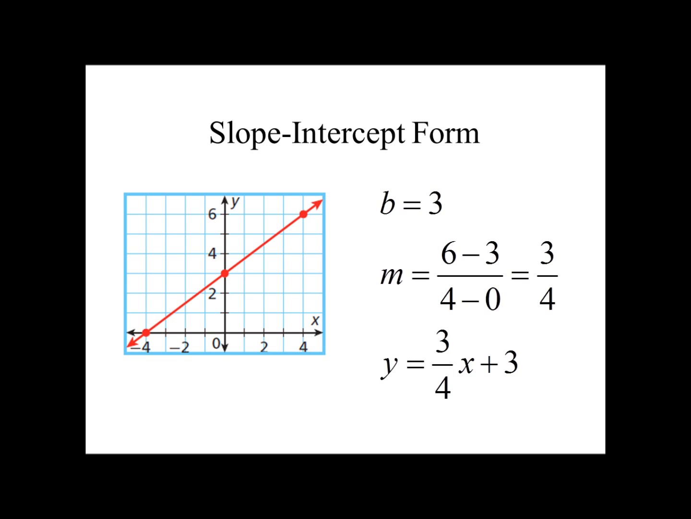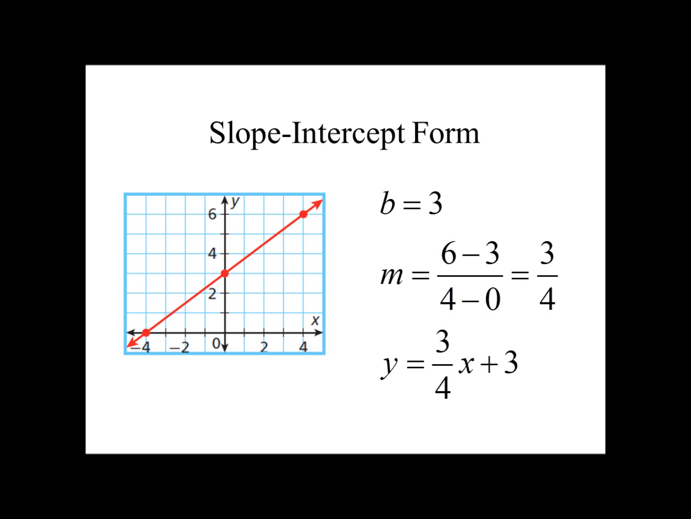Then we need to pick 2 points that we can read fairly easily off the graph. Now basically what you want to do is choose points where it's going through these blue line corners. So I decided to use the point 0, 3, that is the y-intercept, as well as the point 4, 6. Plugging everything in to do a slope calculation, 6 minus 3 over 4 minus 0, we find a slope of 3/4.